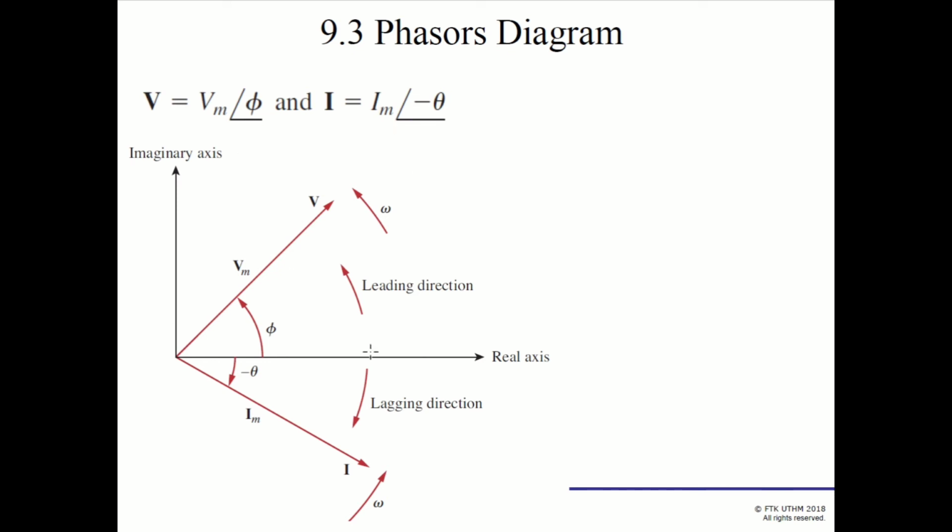So for the voltage, it is basically equal to Vm angle phi, which will be represented like this on the leading direction, while the current I is equal to Im angle minus theta, which is lagging behind the voltage. So that's why the value here is negative theta. And you can see that the phasor is different. For voltage, you use phi, while for the current, you use theta.